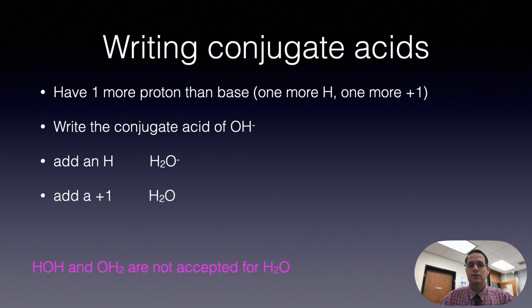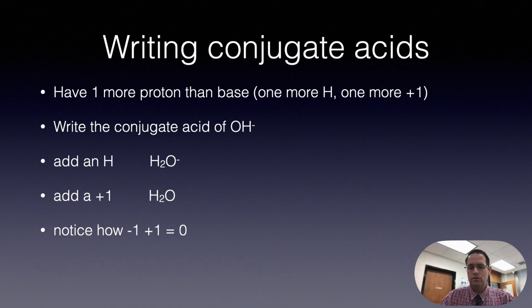And then what you need to do is add a +1 to the charge. So OH- becomes H2O-, and then when we change that charge, we add a +1, and so it becomes neutral. So just note how you have a -1, and then you add a +1 charge, so you get 0, and so that's why the formula of water is neutral here at the end, okay? So water is the conjugate acid of hydroxide ion.